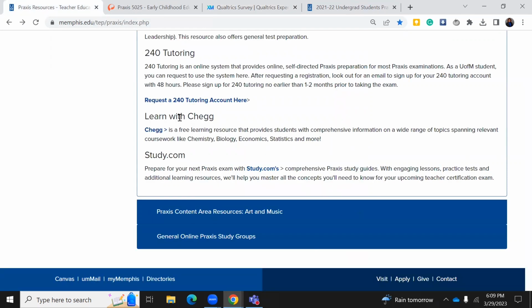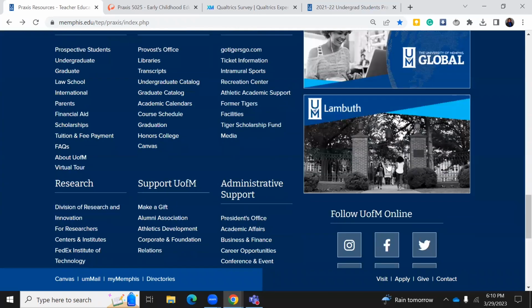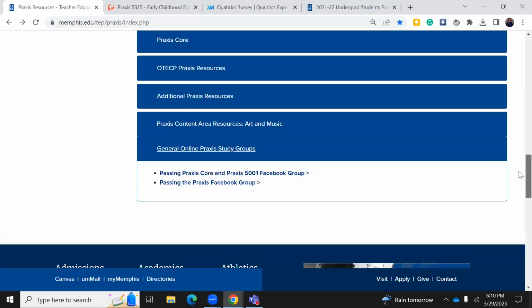All right, so we do have some other options, Chegg and study.com, but for your test, those are not as appropriate. Then we have the general groups, and I do love for people to engage in the Facebook groups. This one is for 5001, but they also share resources for other tests like 5205, which you all do have to take. All right. So I am going to stop share, and I want to briefly review with you all.